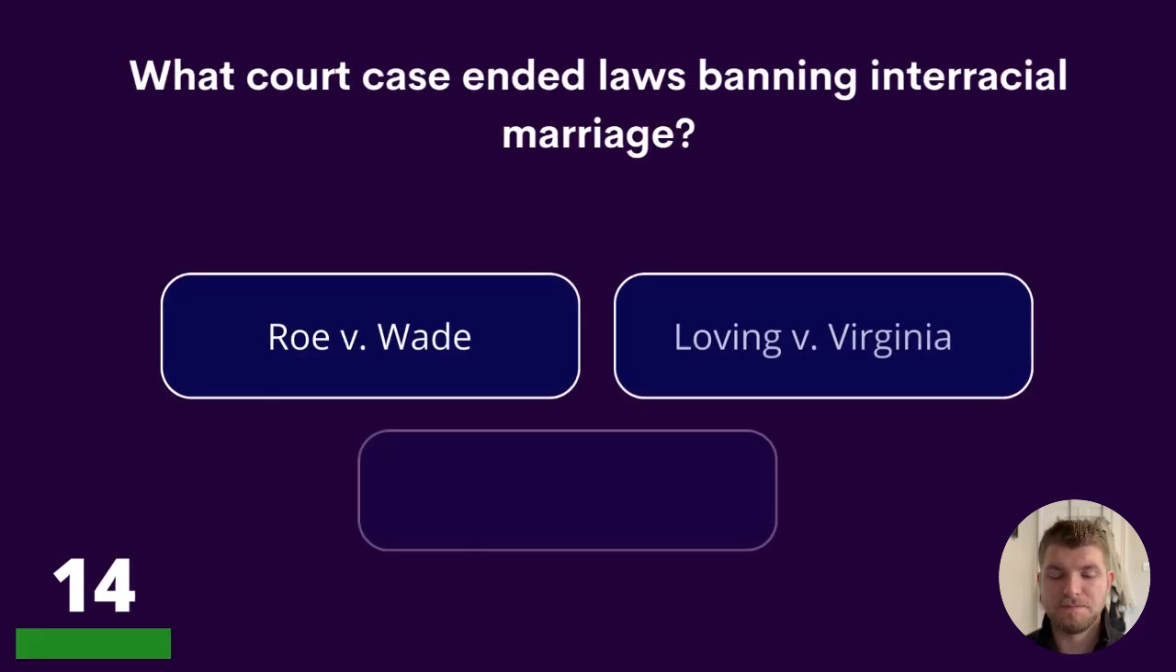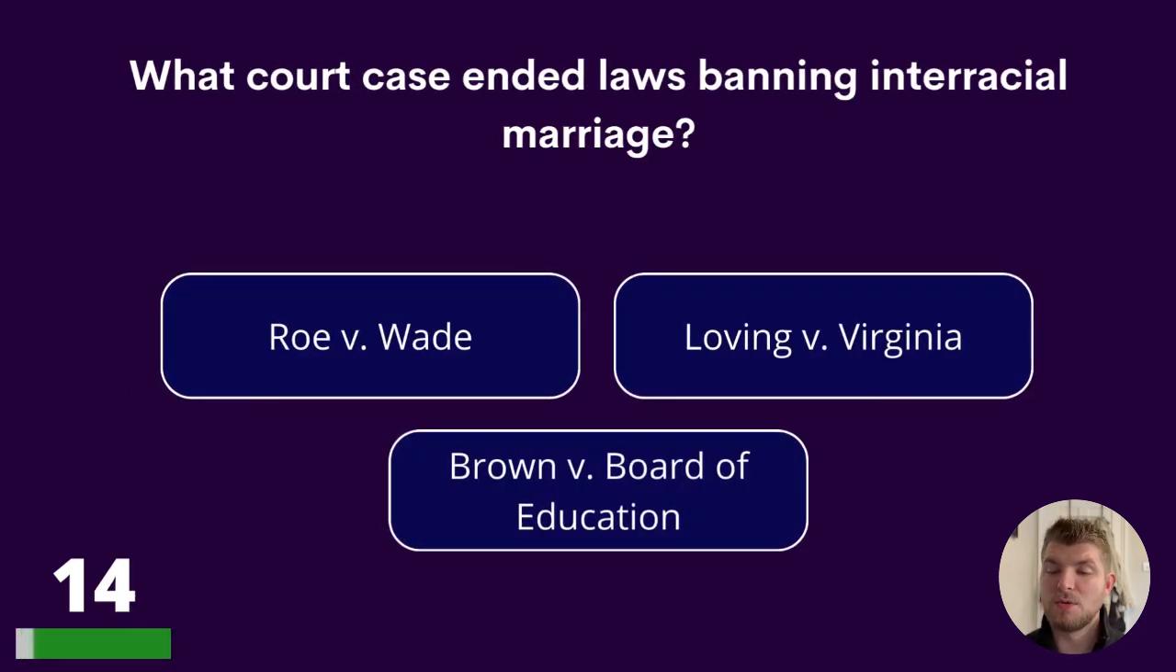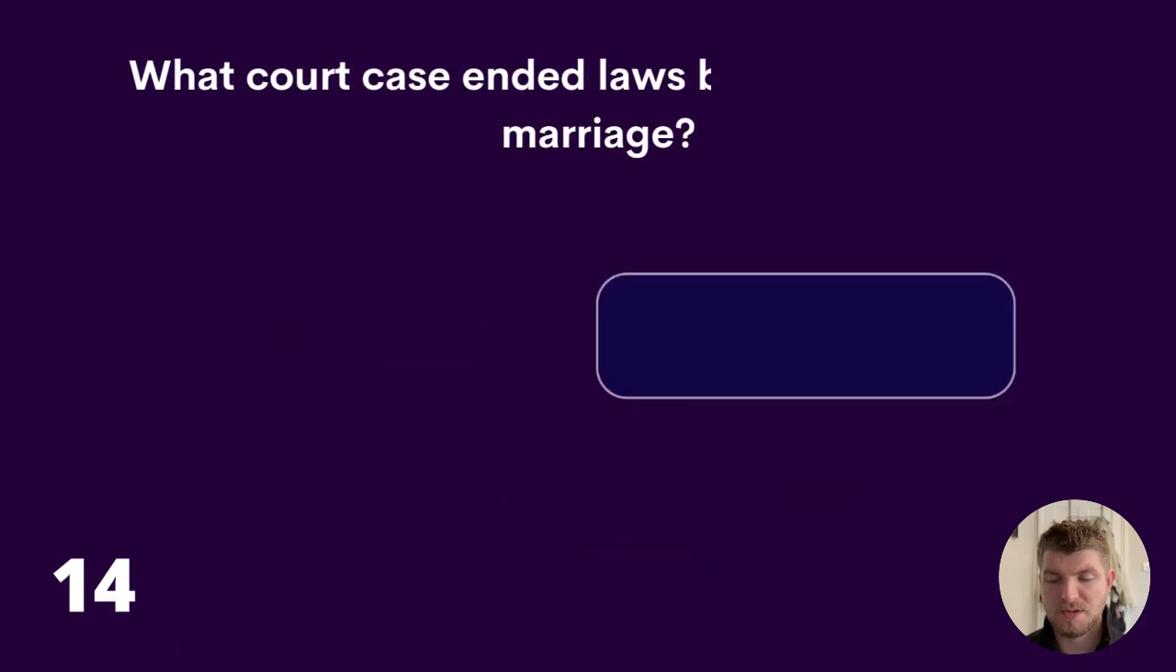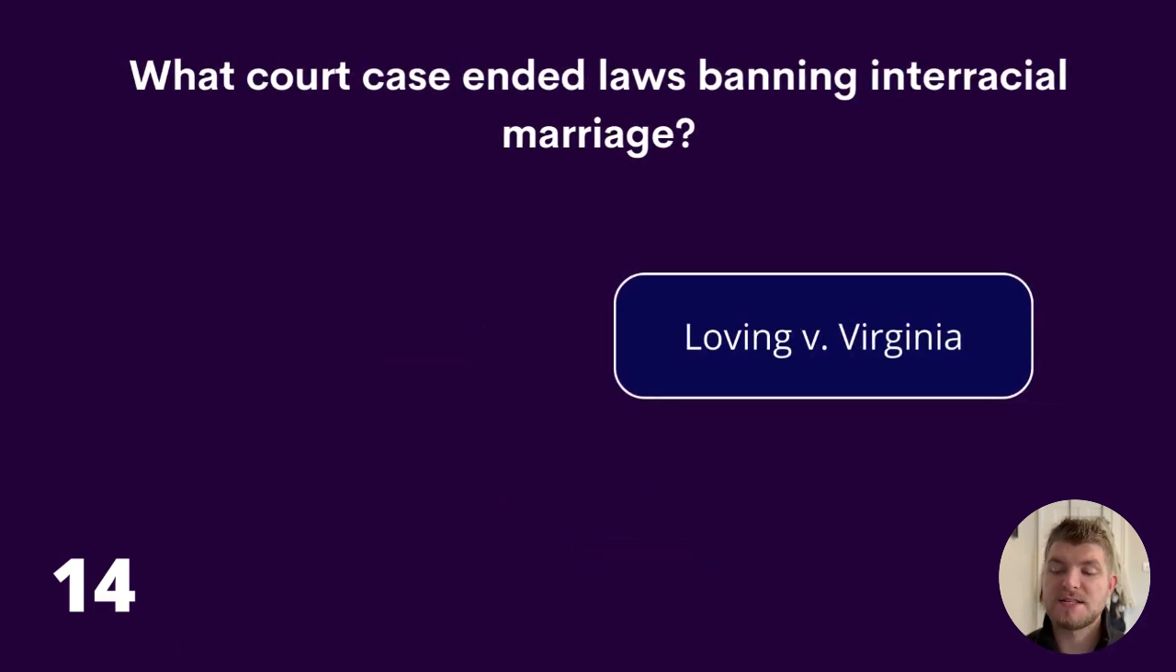Question 14. What court case ended laws banning interracial marriage? Roe versus Wade, Loving versus Virginia, or Brown versus Board of Education? The answer is Loving versus Virginia.